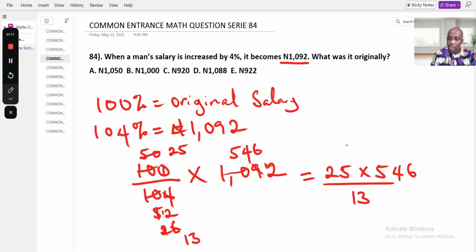Now what we are going to do is check if 13 can go into this one. I believe 13 can go into 546. How many 13s can we see in 546?